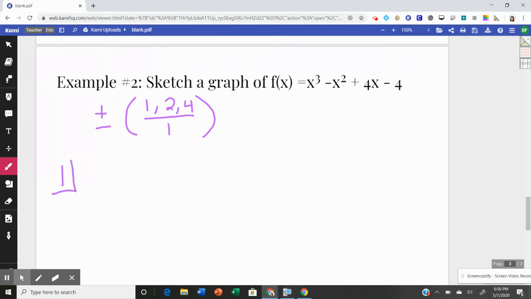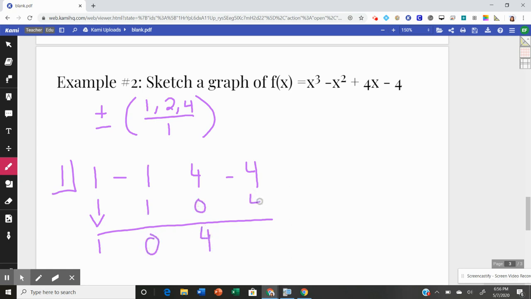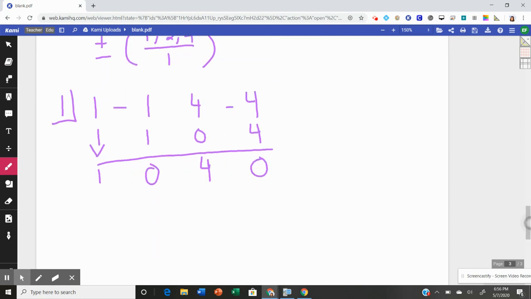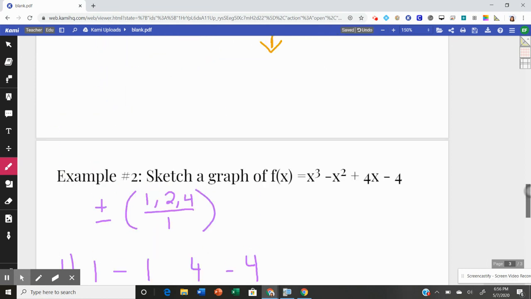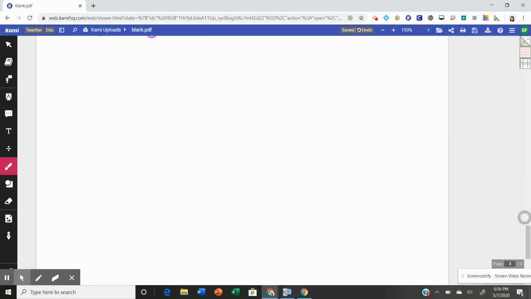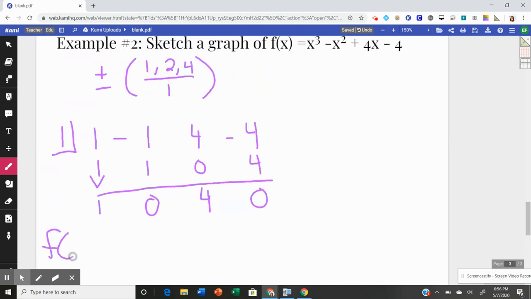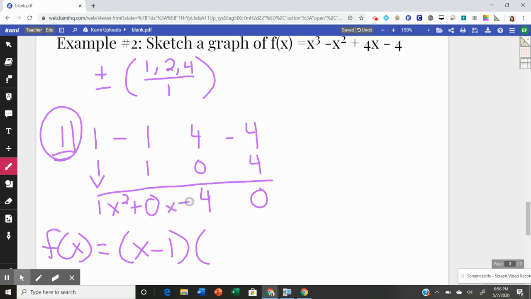So again, I'm going to go through and do some synthetic division. 1, -1, 4, -4. All right, bring down the 1, multiply, add, multiply, add, multiply, add. All right, so far so good. If I try to rewrite this polynomial, I think I called it f of x, in factored form, I get that this root here is a factor of x minus 1. And if I look here, it looks like that's my x squared, that's my x, and that's my constant. So I don't need to write the linear term, obviously. I just get x squared plus 4.